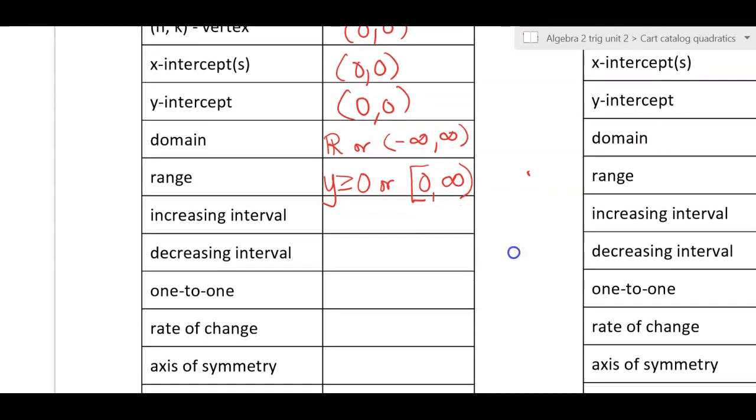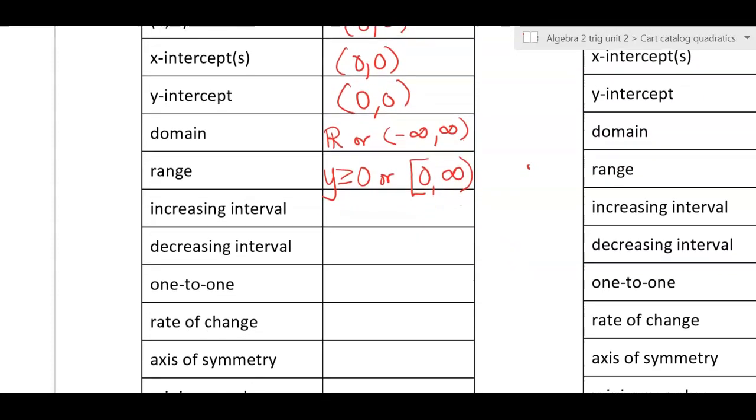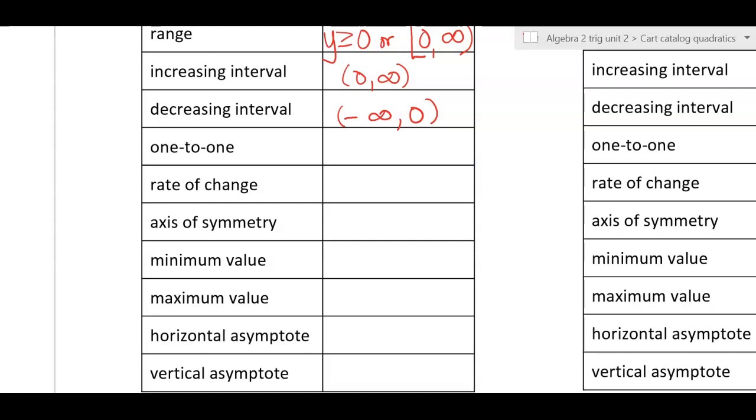Somebody new, increasing interval. Yari. Good. Remember, it's a little confusing here because 0 makes you feel like we're talking about y coordinates, but that's really there because that's the x. So from 0 and x is beyond that, the graph is constantly behaving like an increasing thing. What about our decreasing interval, Jay? Negative infinity from 0. Perfect. Okay. Is this 1 to 1? No. Okay, it is a function, it is not 1 to 1.